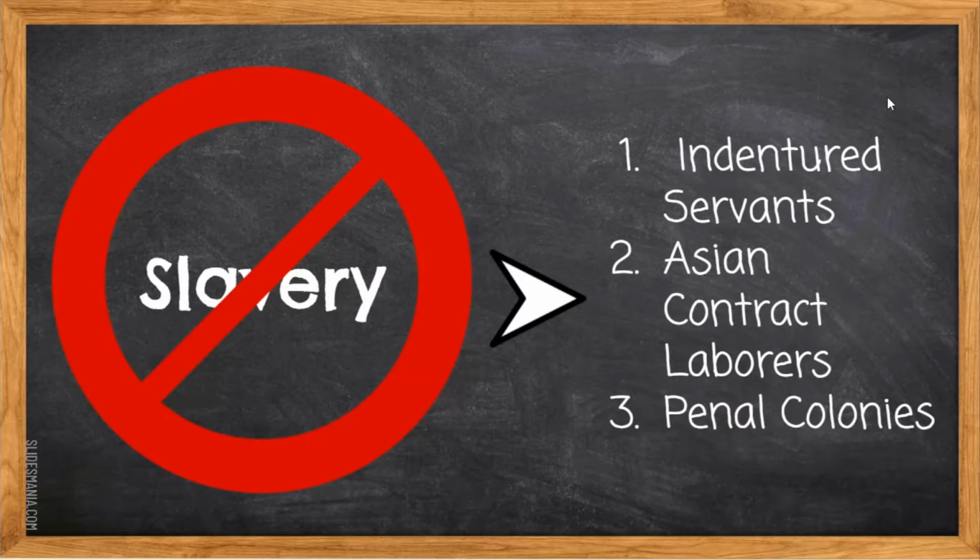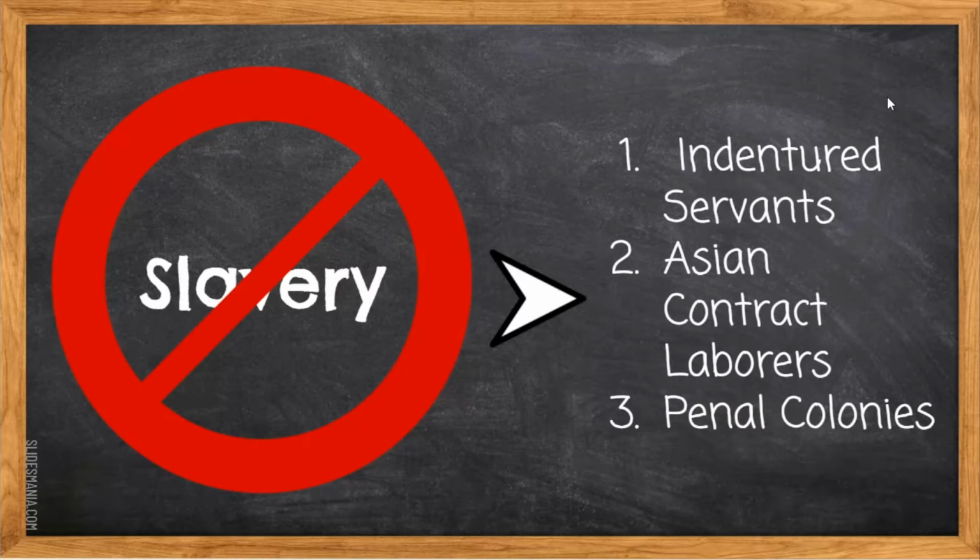The second form is Asian contract laborers. This is where Chinese and Indian laborers were forced or tricked into servitude. It's a very difficult life and unjust treatment. They're often exploited and they work for very low wages. Fortunately, there was some media pressure that was put on the countries that were using this type of coerced labor, and it's eventually banned in Britain, the United States, Spain, and Portugal.